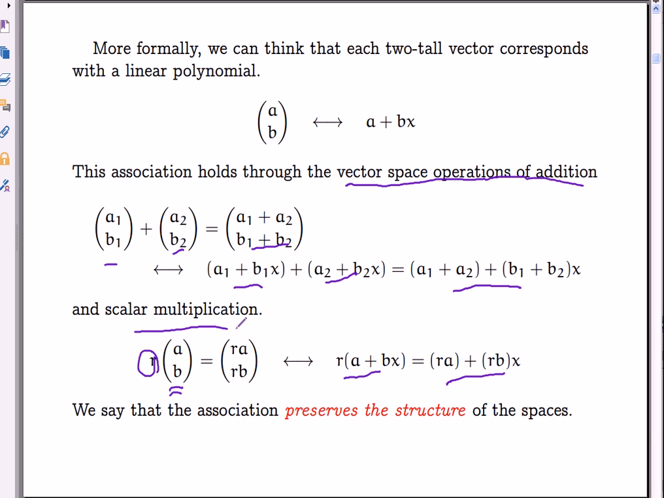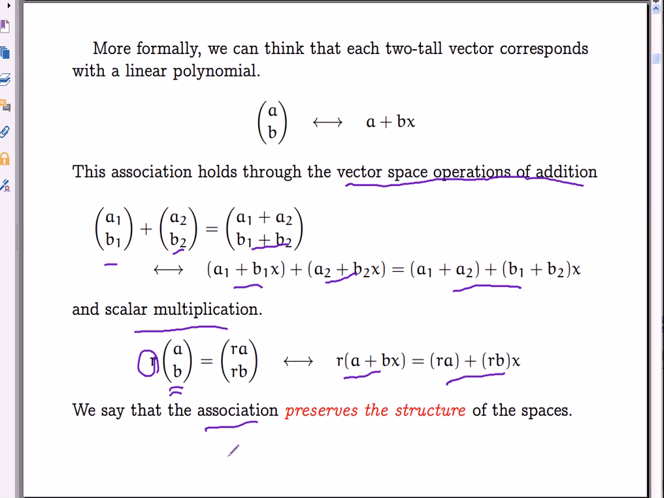Now think about this. This is not something that immediately happens. This happens because these two vector spaces really can be closely identified. And in some sense, addition in R2 is the same, in quotations, as addition in P1.